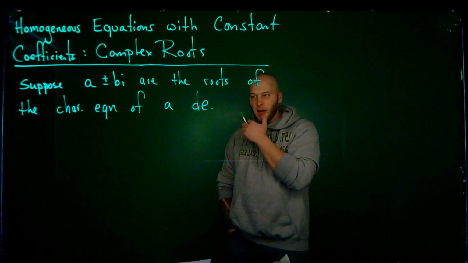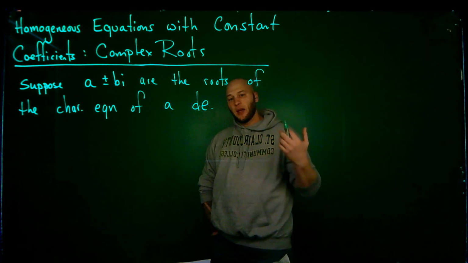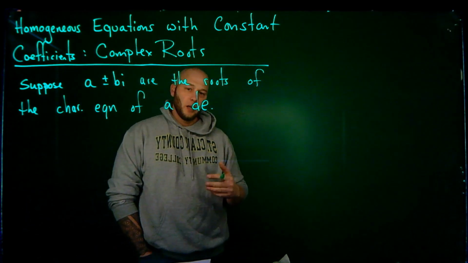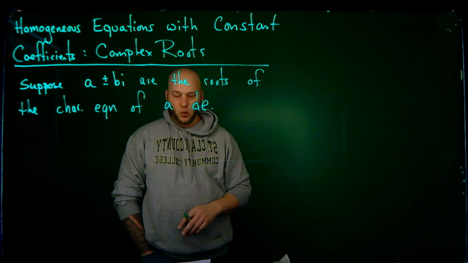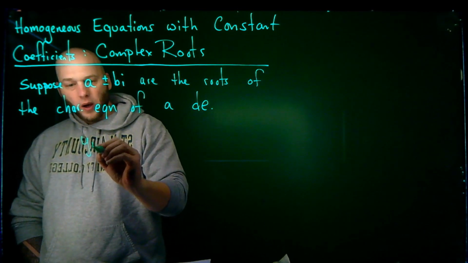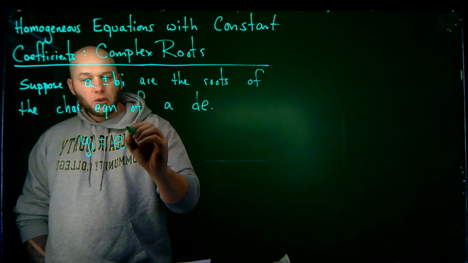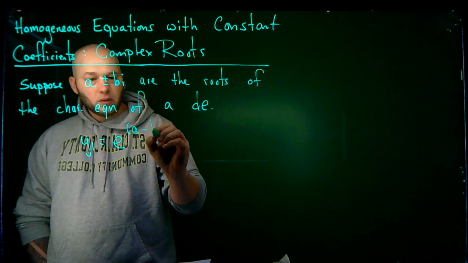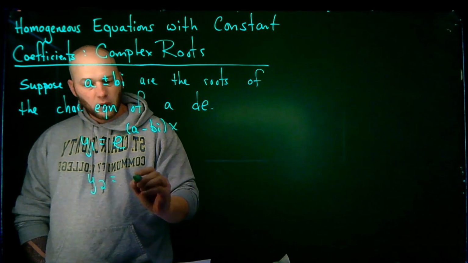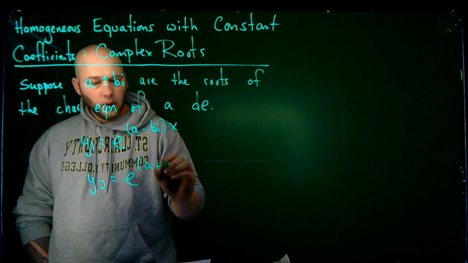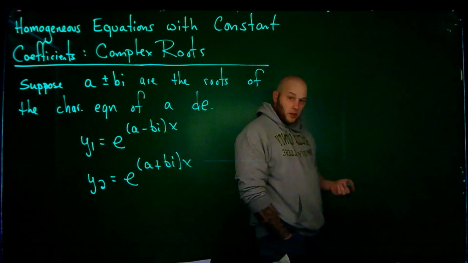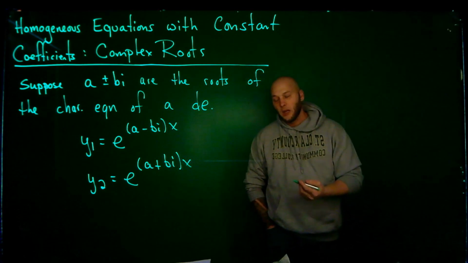But this is still going to give me the same type of solutions. So again, suppose I've got these two complex numbers as roots of a characteristic equation for a differential equation. Again, constant coefficient, linear, homogeneous, all the same story. Well, then that would give me the following. I would get y1 is equal to e to the (a minus bi)x, and then y2 for my second solution would be e to the (a plus bi)x. And these two functions would satisfy that differential equation.